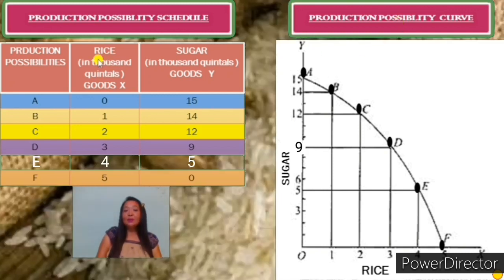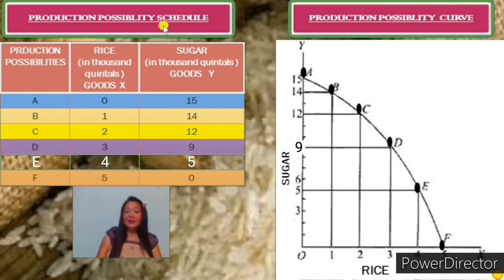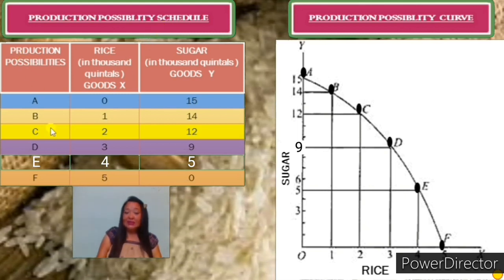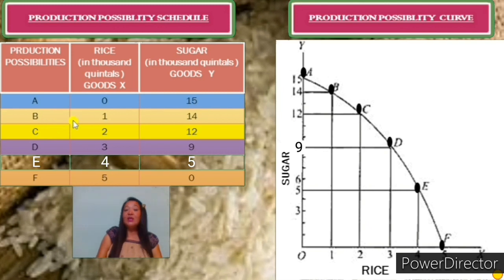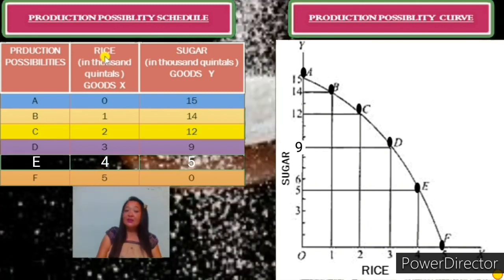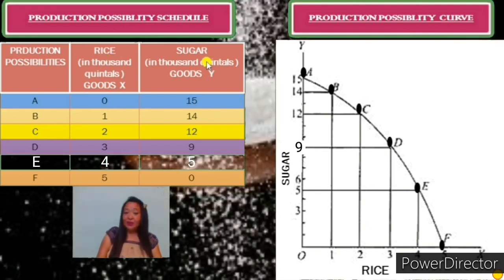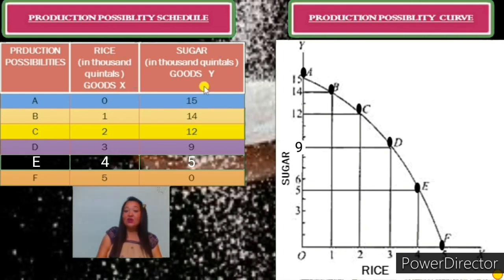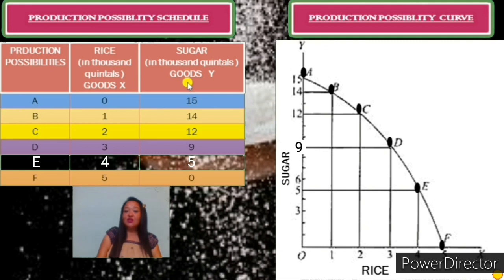Now, what is a PPS, a production possibility schedule? It's a table that shows the production possibilities of two commodities. Here we have taken two commodities, that is rice and sugar. In goods X we have placed rice, and in goods Y we have placed sugar.